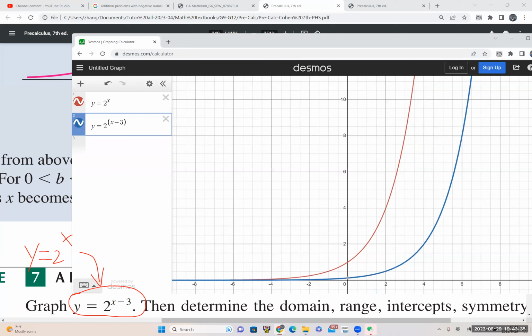Right. So let's check some points. You see from here 2 to 5, right? From 0 to 3, right?